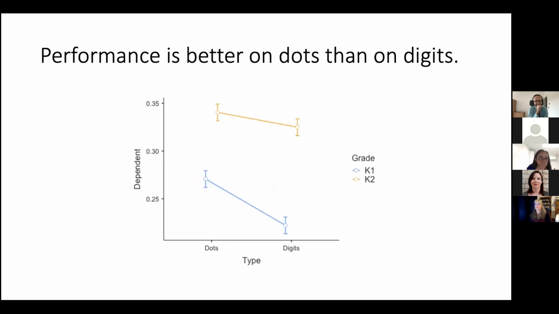We also found that performance is better on dots than on digits, and that was also found by Hawes et al. Dots versus digits is on the x-axis here, and you can see that even though both groups show a difference where performance is better on dots than on digits, the difference is much larger when the children are younger. Because this is a repeated measures design, this is a 2-way interaction. So not only do they get better overall, but the difference between dots and digits gets a lot smaller, although it's still significant.